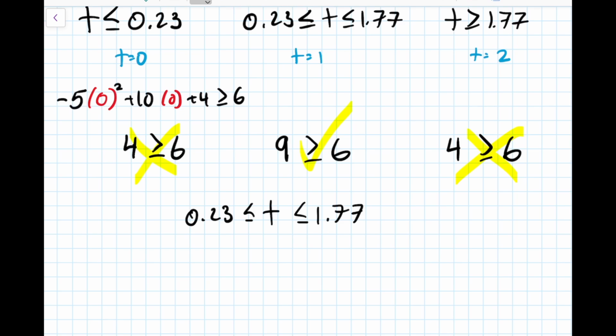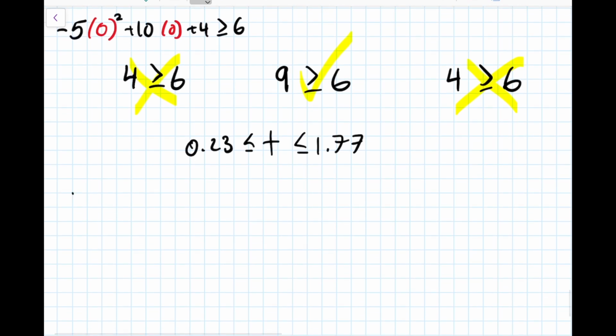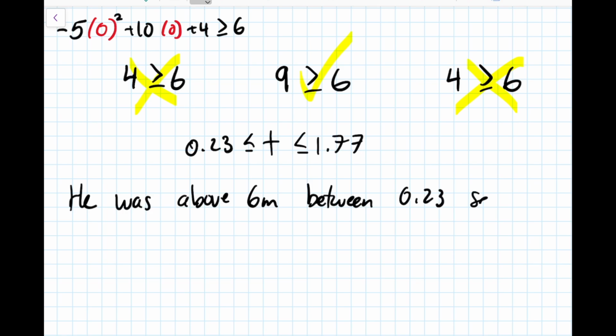And so if we go back to answer our question, we get our final answer: he was above 6 meters between 0.23 seconds and 1.77 seconds.